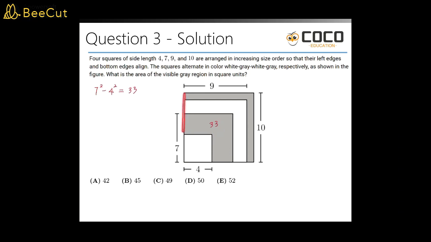Next, we can find the other shaded region. We use the big square, 10 times 10, minus the second largest square, 9 times 9. The difference gives us the shaded part. So 10 squared minus 9 squared. This part is 19. Now just add them together. 33 plus 19 is 52. So we choose option E.